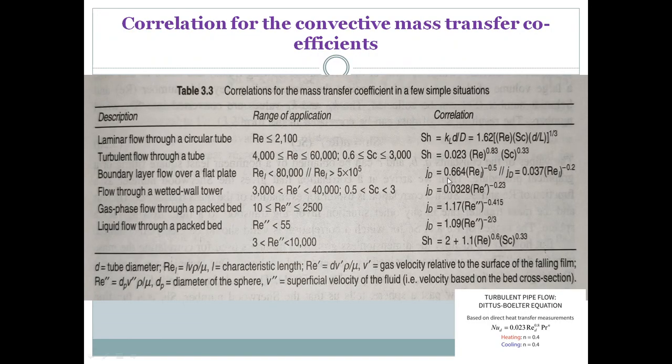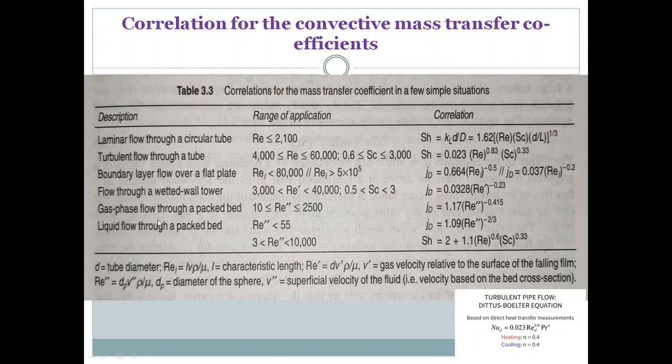So JD equals this for this case. JD equals 0.0664 times Reynolds number L to the power 0.5, and if the Reynolds number is greater than 10 to the power 5, then JD equals this. Keep in mind this L means characteristic length. And for flow through a wetted wall tower, if this is the Reynolds number and this is the range of Schmidt number, then this correlation will be valid.